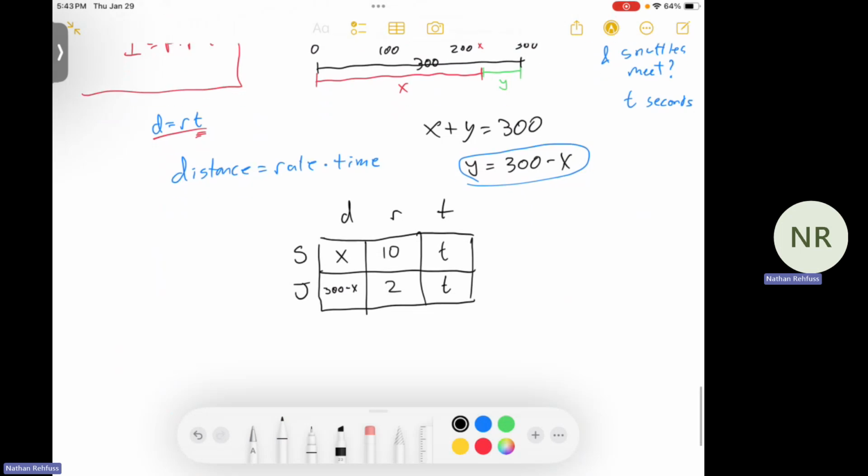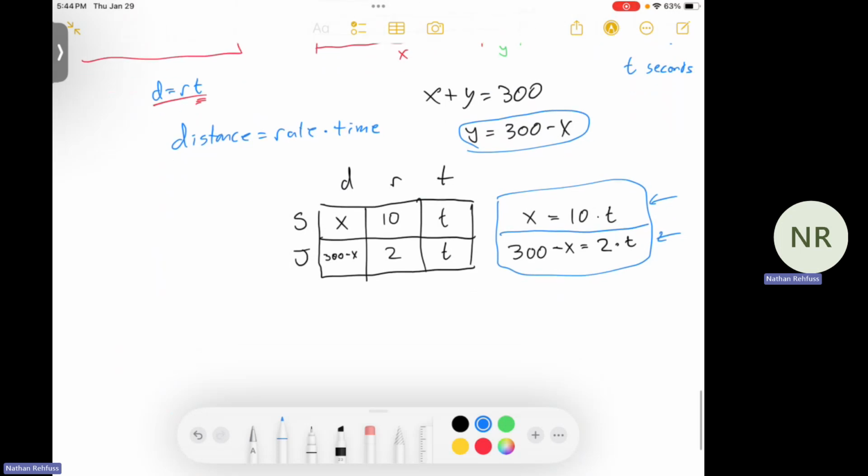So we can write d equals rt for both people. For Snuffles, distance equals rate times time. For Jim, distance equals rate times time. Let's take a look here. At this point, we have two unknowns, x and t. Y has been eliminated. We have x and t, and we've got two relationships. We have the right amount of information to try to solve this problem.